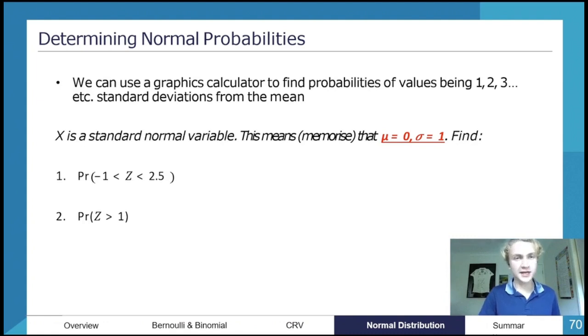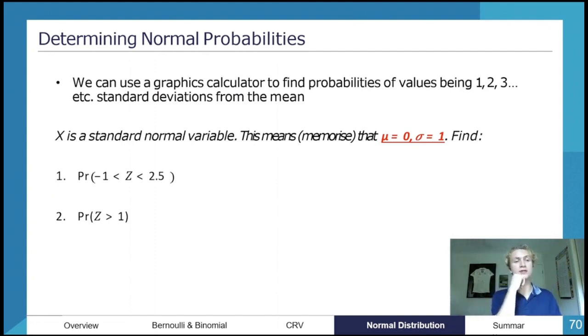Okay, determining normal probability. We can use a graphics calculator, as I said before, to find probabilities of it being 1, 2, 3 standard deviations from the mean. So x is a standard normal variable. If we're talking about a standard normal variable, that means, and you've got to memorize this, that the mean equals 0 and the standard deviation equals 1. So if you hear standard normal variable, think mean equals 0, standard deviation equals 1.